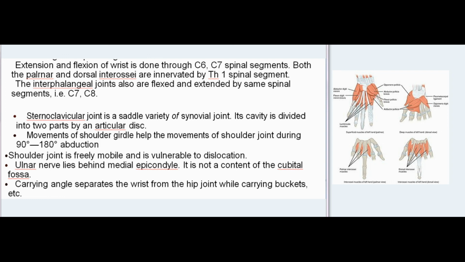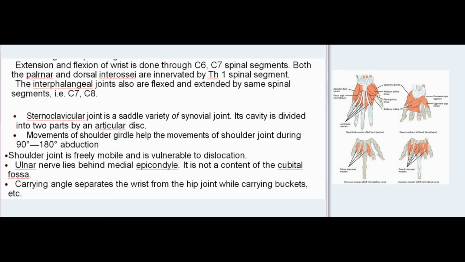Its cavity is divided into 2 parts by an articular disc. Movements of shoulder girdle help the movements of shoulder joint during 90° to 180° abduction. Shoulder joint is freely mobile and is vulnerable to dislocation. Ulnar nerve lies behind medial epicondyle. It is not a content of the cubital fossa. Carrying angle separates the wrist from the hip joint while carrying buckets, etc.